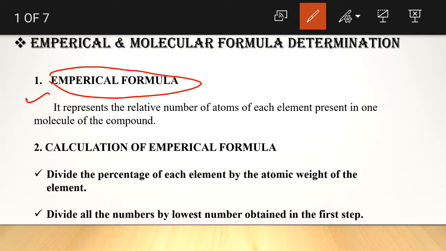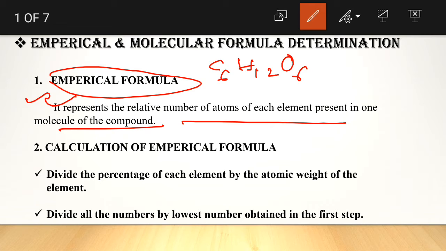It represents the relative number of atoms of each element present in one molecule of a compound. Basically, empirical formula is like the minimum amount of each element present in the structure. So if you have a compound whose actual formula is C6H12O6, we all know that this is glucose, but when you determine the empirical formula, you determine the minimum number of atoms present in the formula.